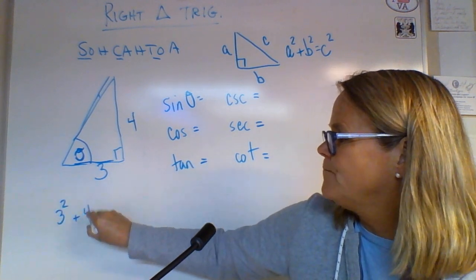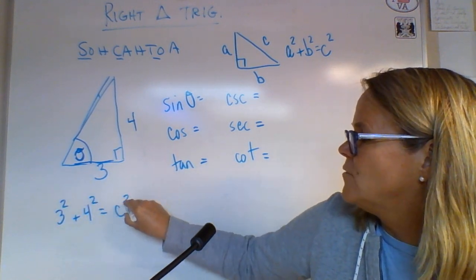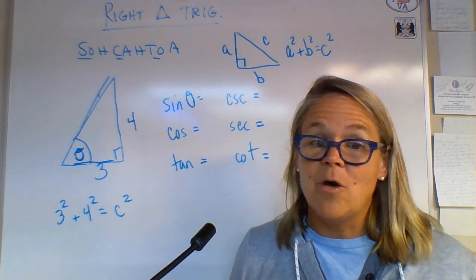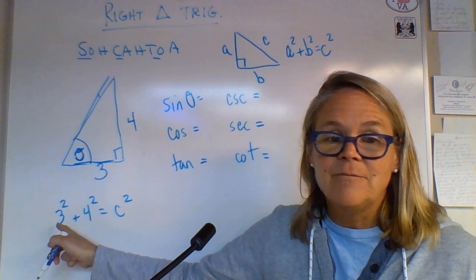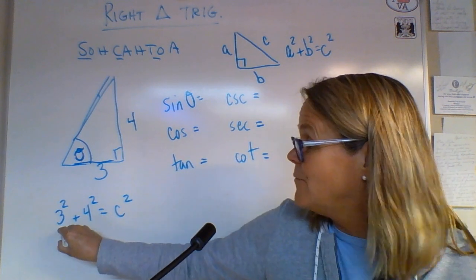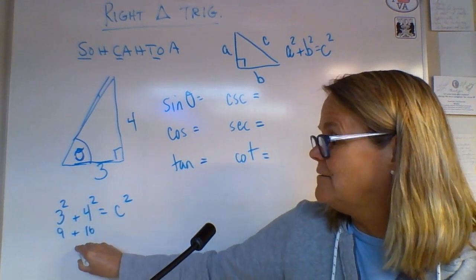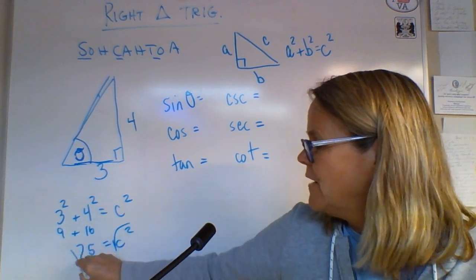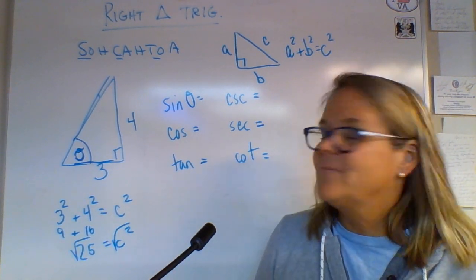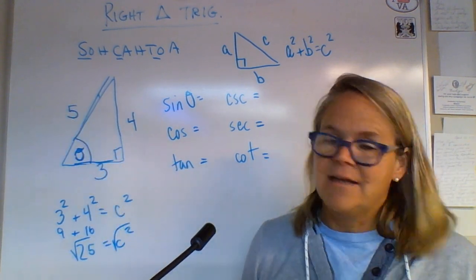3 squared plus 4 squared equals c squared. Now, I know a lot of you do know the 3, 4, 5 triangle, but if you don't, you square. So that's going to be 9 plus 16, 25 equals c squared. You square root it. That means c is 5.